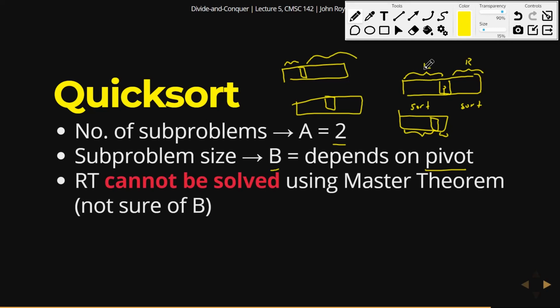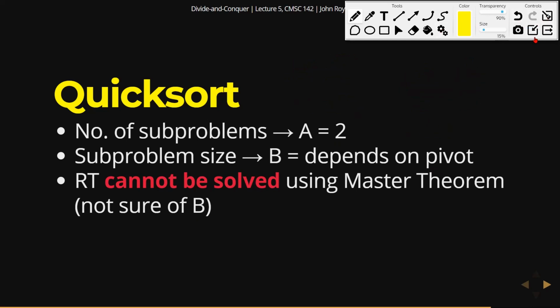Okay, so because of this, we cannot solve the running time of quicksort using the master theorem, because we cannot figure out the value for B until we actually run it. So since we cannot characterize it into a solid number, we cannot solve the running time using the master theorem. So that's the catch for the master theorem. We can use it to solve the running times of some divide and conquer algorithms, but not all, because like quicksort, there's an element of randomness.